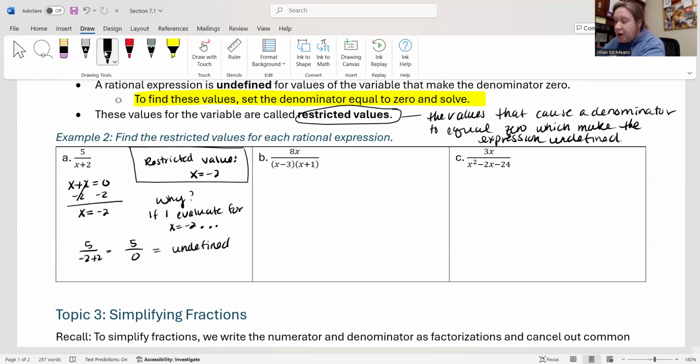Okay, let's look at part B. So part B, we have a bit more going on. We have 8x over x minus 3 times x plus 1. So the directions say, hey, take the denominator and set it equal to 0. I think it's off the screen. Well, no, it's right here highlighted. To find these values, set the denominator equal to 0 and solve. So I have my denominator equal to 0. And notice it's already factored. I have a product that's equal to 0. So I can apply the 0 product property.